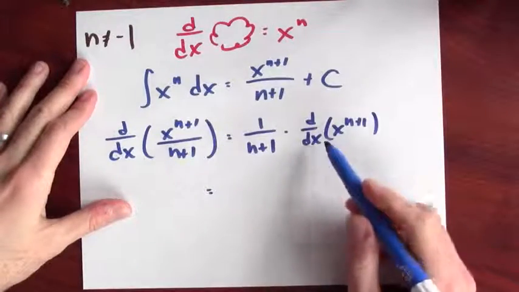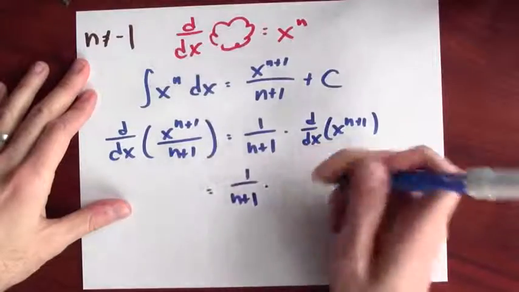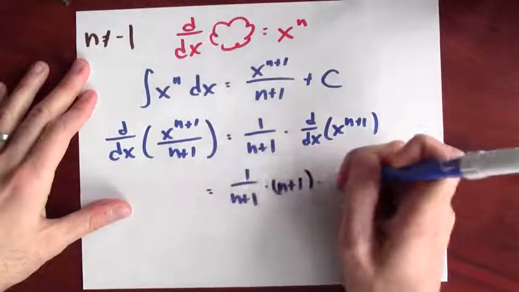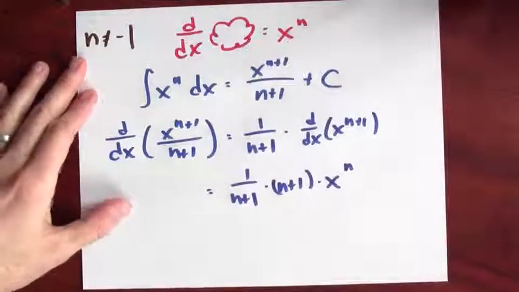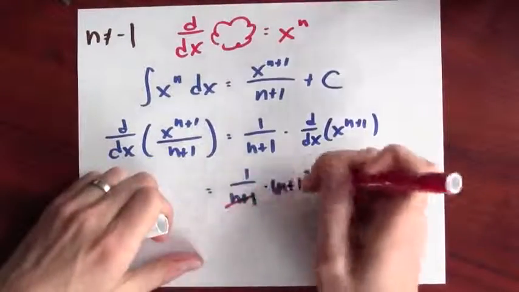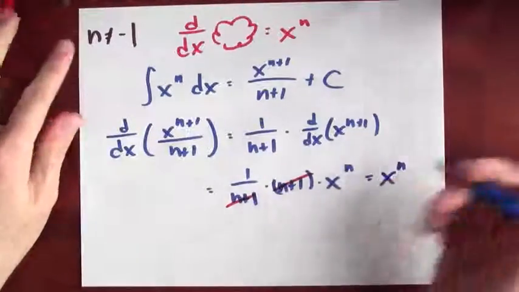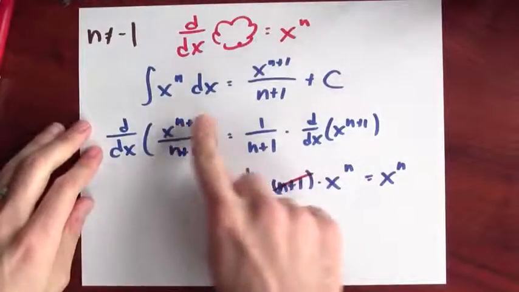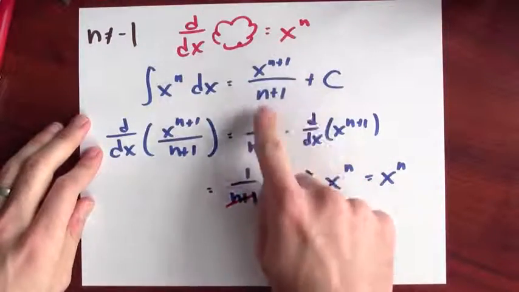Now, what does the power rule tell me? The power rule tells me how to differentiate this, right? That's n plus 1 times x to the n plus 1 minus 1, which is just x to the n. But now this n plus 1 and this n plus 1 cancel, so what I'm left with is just x to the n. And that's exactly what I'm claiming, right? That the antiderivative of x to the n is x to the n plus 1 over n plus 1.